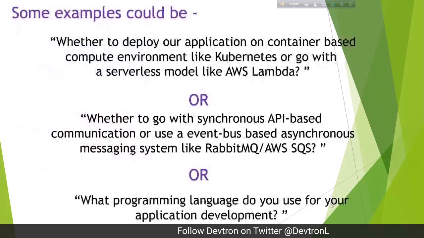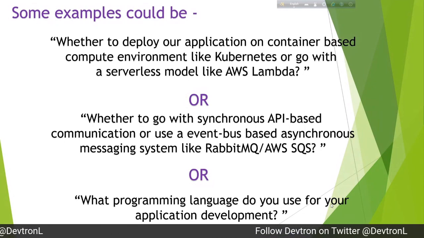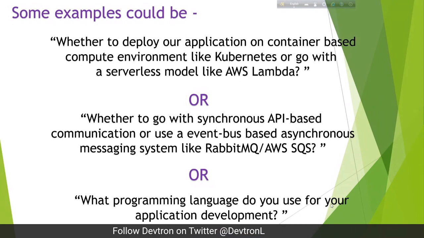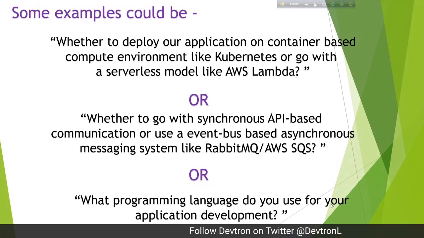So let's take an example. Let's take a very simple example. What programming language should you use for your application development? You might think that it's not an architectural decision, it's an engineering decision, but no. Let's think of it. You are starting a project. Your engineering lead takes a decision that he will work on C#. The entire project starts. Everybody is working on C#.